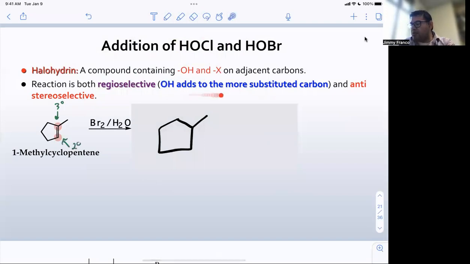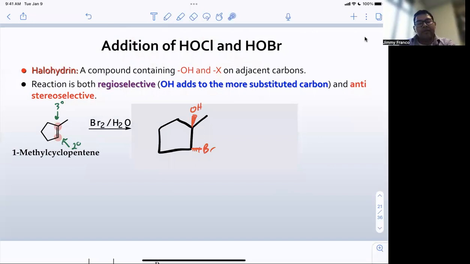So the more substituted carbon gets the OH, and the OH is going to come from the water. So we're going to put our OH here and our bromine here. Now, the other thing about this is it says it adds anti. So the way that we can show these two added anti is we'll make one of them wedged and one of them dashed.